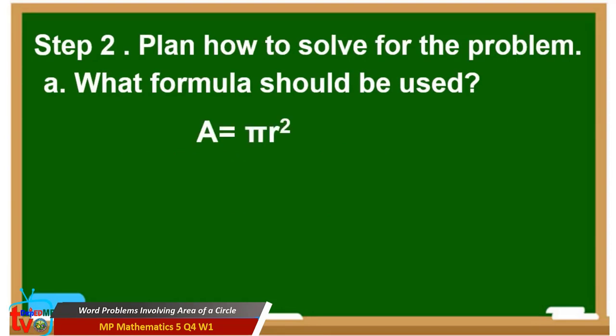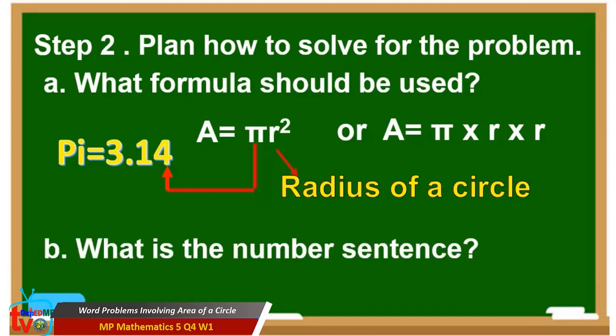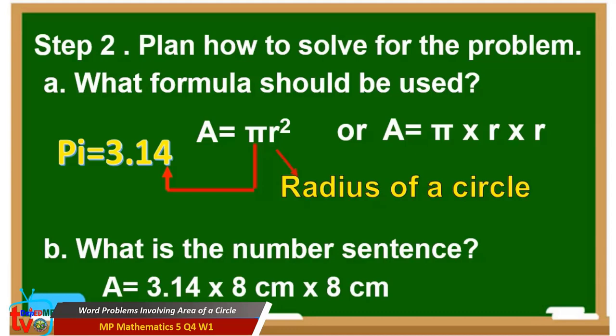What formula should be used? Area equals pi times square radius, or area equals pi times radius times radius. Pi is equivalent to 3 and 14 hundredths, and r is the radius of a circle. What is the number sentence? The number sentence is area equals 3 and 14 hundredths times 8 centimeters times 8 centimeters.